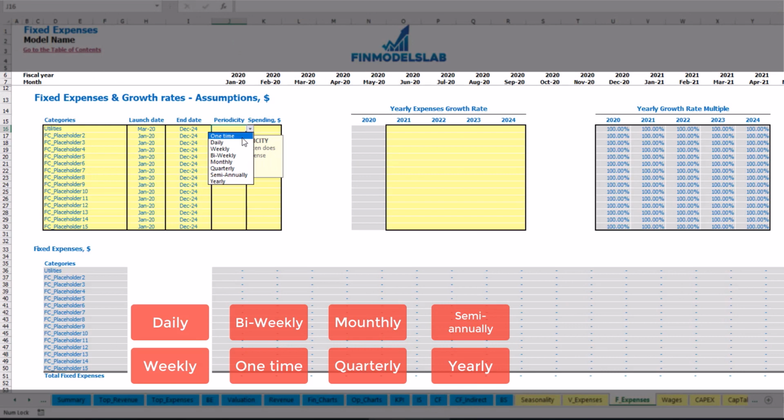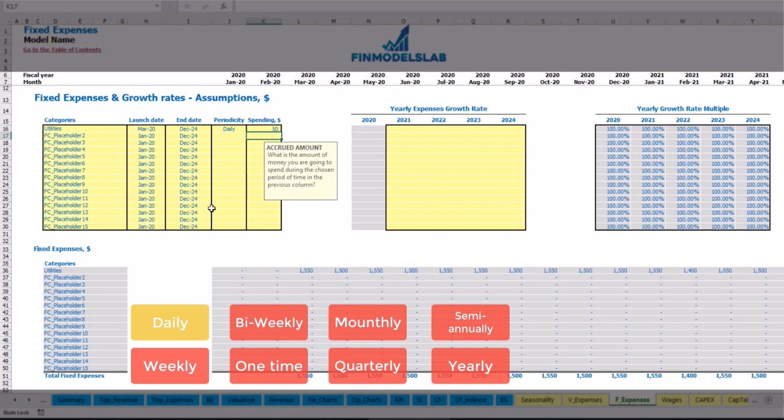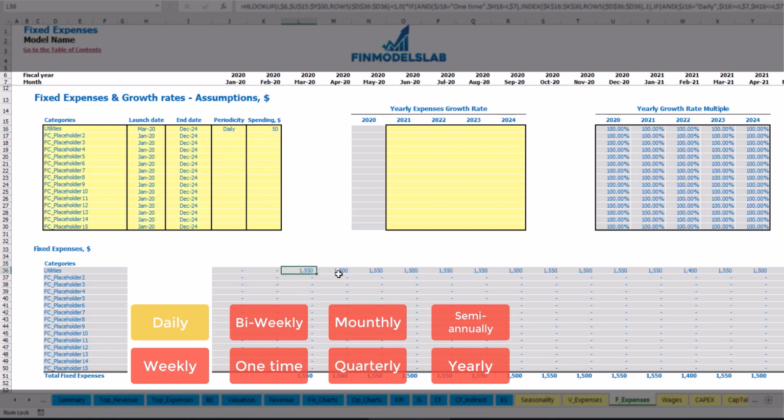Let's pretend periodicity will be daily with an amount of $50 per day. So you may see these amounts in here. It is calculated based on the count of days within this month. So obviously, in March 20 you have 31 days. That's why you will have $1,550. In April you have 30 days. This means this will be $1,500.